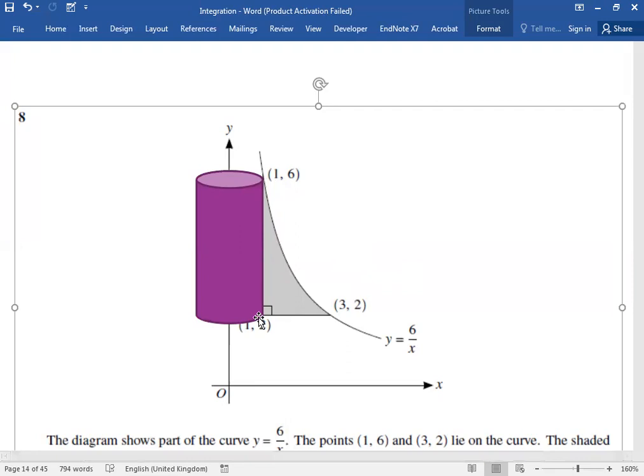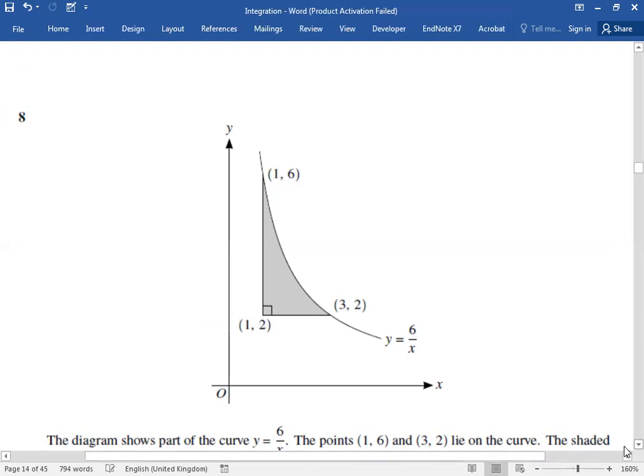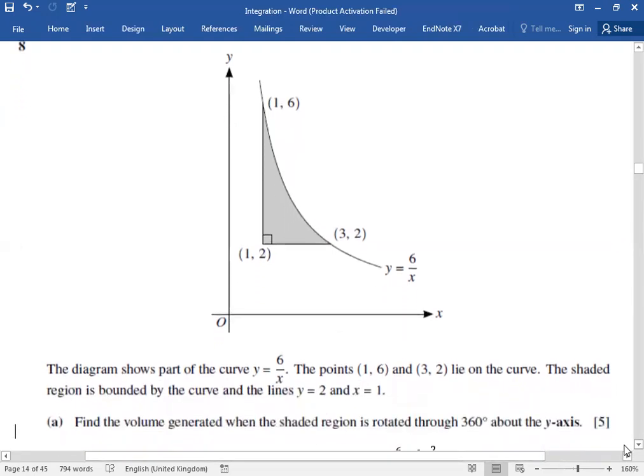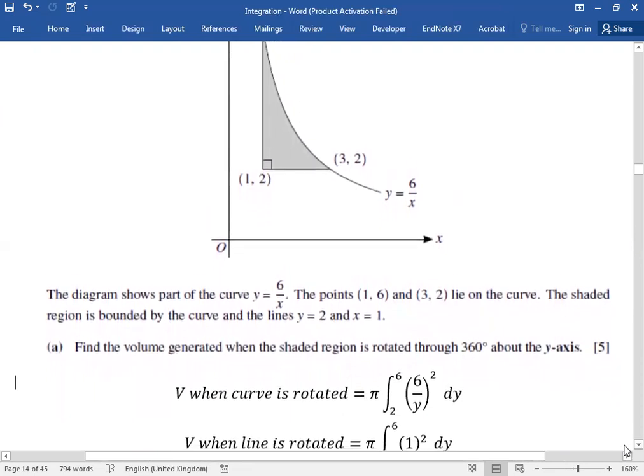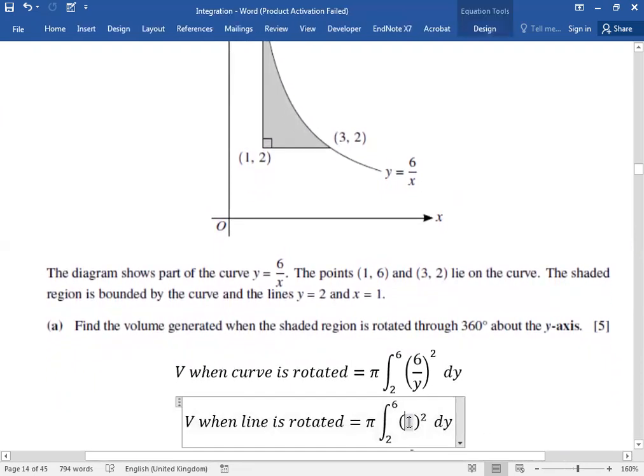Do you understand? So we will have to subtract the volume. Now we can say volume when the curve is rotated minus the volume when the line is rotated. Which line? The line x is equal to 1. Or we can say volume when the curve is rotated minus the volume of the cylinder. Is this clear or not? So these are two ways to approach this question. Quickly, whichever one you want to use, do it. Volume when the curve is rotated, and if you want to go for this one, volume when the line is rotated.